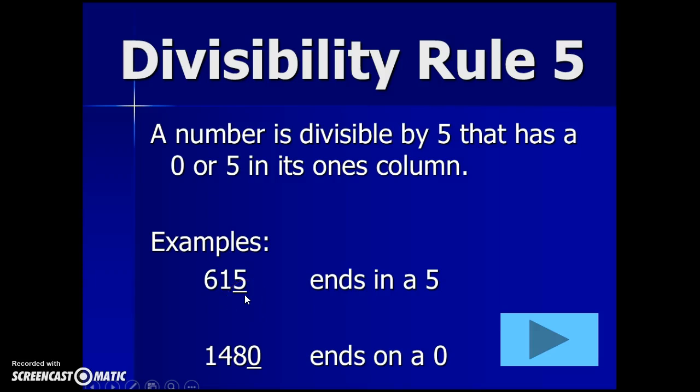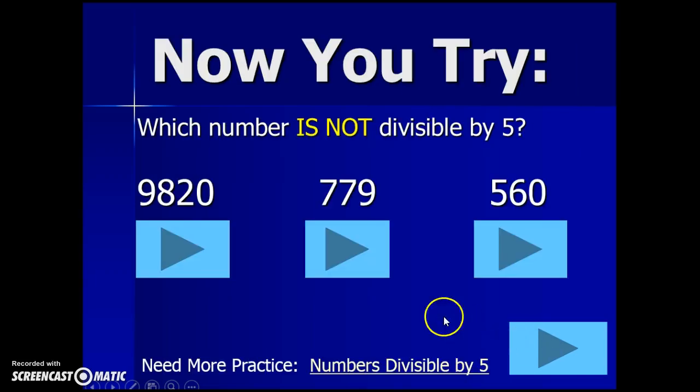In the ones column it's a 5, which means it's divisible by 5. And in 1480 it ends in a 0, which means it's divisible by 5. Here's your try it out question. Which number is not divisible by 5?